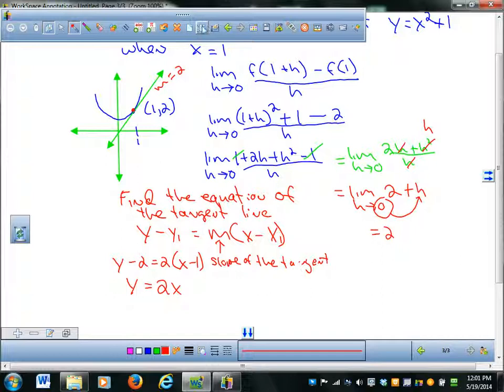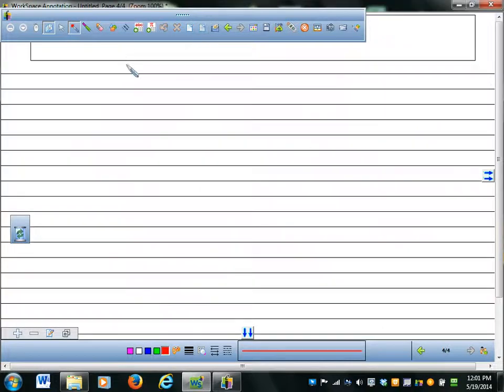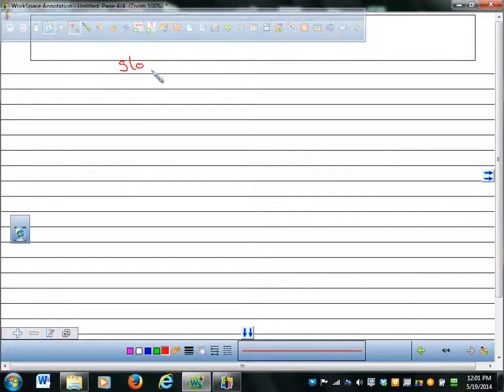Derivative. That's right. It's called the derivative. So another name for the slope of the tangent line, slope of the tangent line, is equal to the derivative. They say derivative, and it has lots of other names.